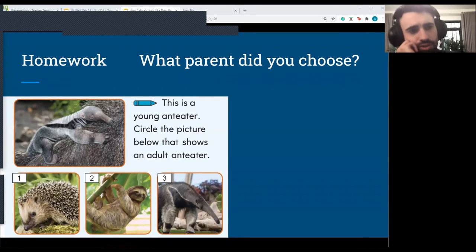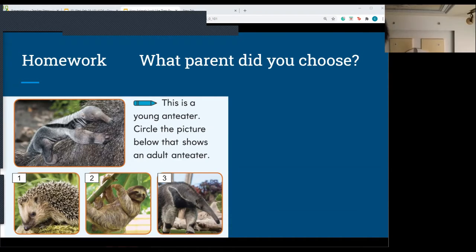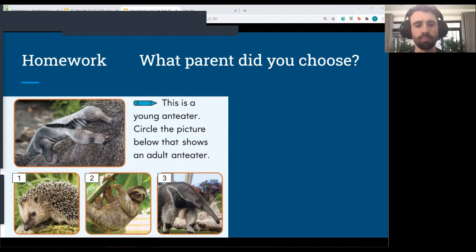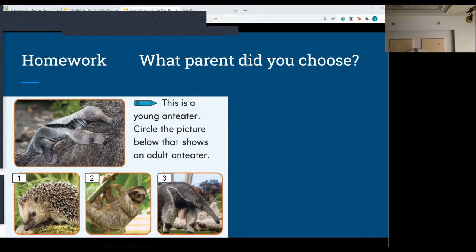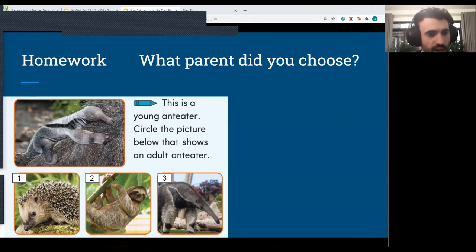Good job. And let's have Bear. Bear, what adult do you think it is? 1, 2, or 3? 3. And why did you choose number 3, Bear? I don't know. Okay. Is there anything that is similar between the young and the adult? What's similar between them? Let's see if any of your other classmates know.